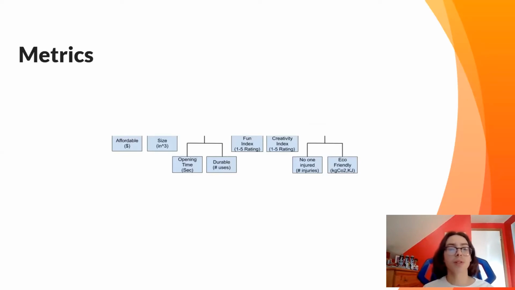Our metrics are located at the bottom of the objective tree and are how we intend to measure our objectives. Each sub-objective has units that the team can measure, such as affordability in dollars, fast opening speed in seconds, fun index on a 1 through 5 rating, 1 being the lowest, 5 being the greatest, and how eco-friendly it is in kilojoules.